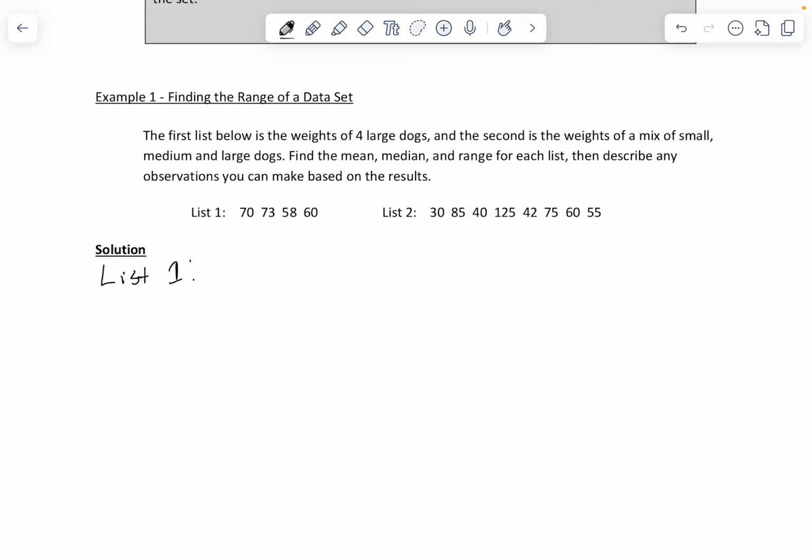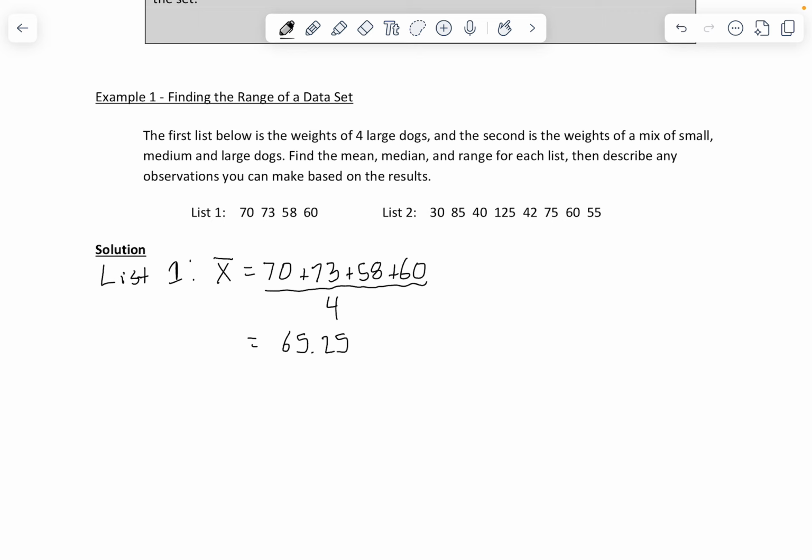For the mean, our symbol for the mean is X bar. We add up the numbers and divide by the number of numbers. So this would be 70 plus 73 plus 58 plus 60 divided by 4. And if you do this calculation, you get 65.25. That's the mean.